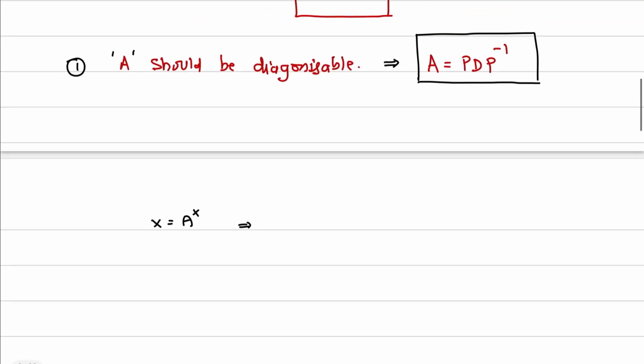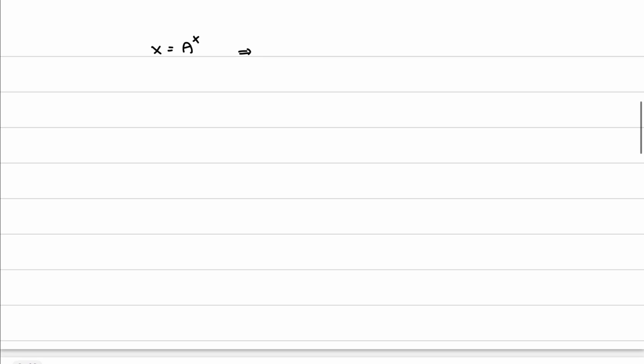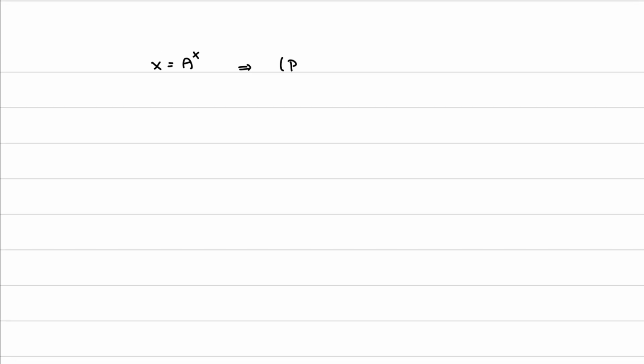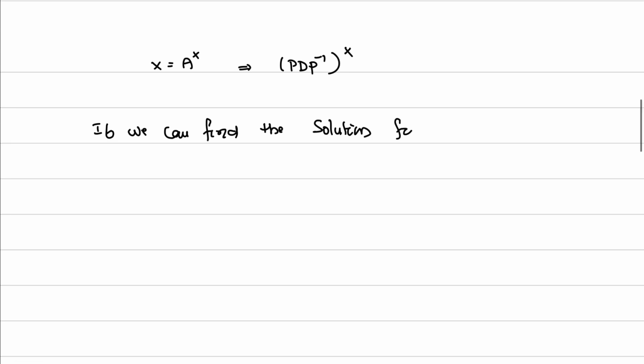Let us replace the value of A as P D P inverse, so we get (P D P inverse) to the power of x. Can we write like this? If we can find the solution for (P D P inverse) to the power of x in the given problem, then we get the value of x.